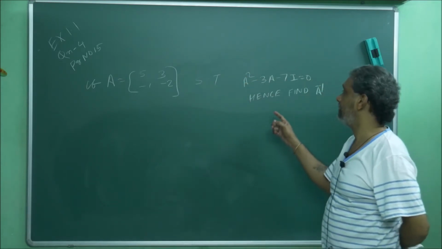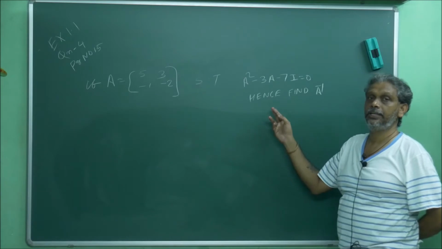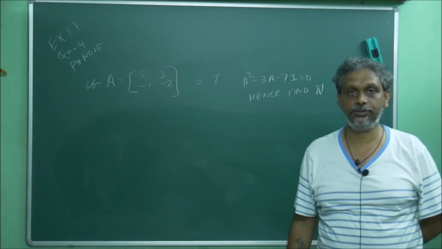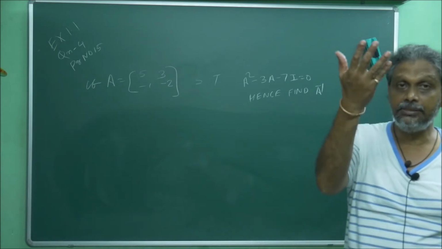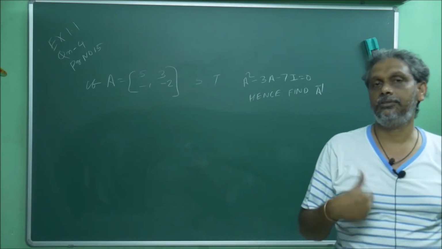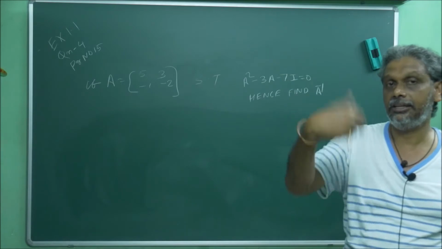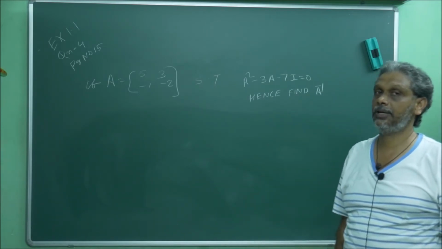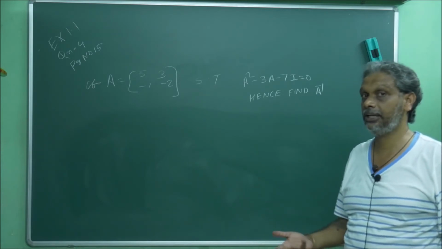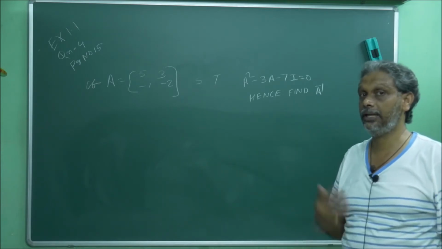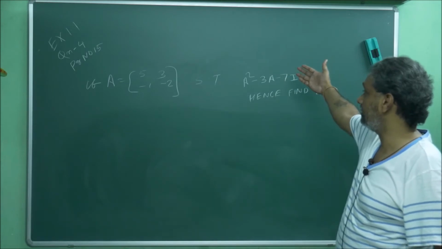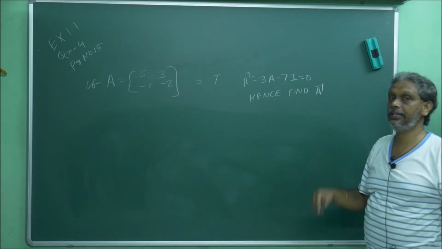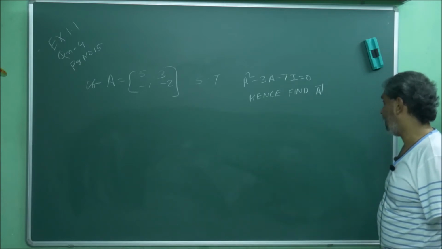This word "hence" says a lot actually. If they ask "hence", what is the meaning? You can continue the problem using the previous result. Directly I already know A inverse is 1 by (AD minus BC) times [D, -B; -C, A], so I could attack directly. But you shouldn't do that. Hence means using the above result you can find A inverse.